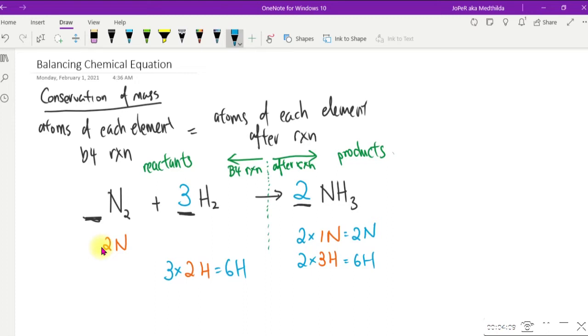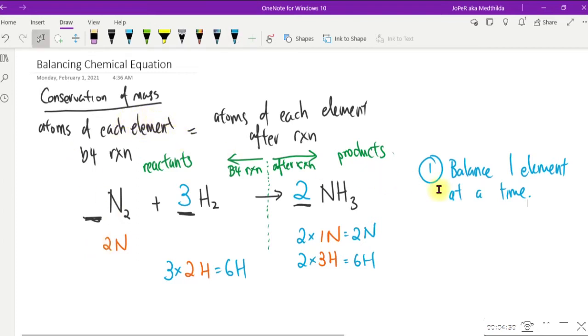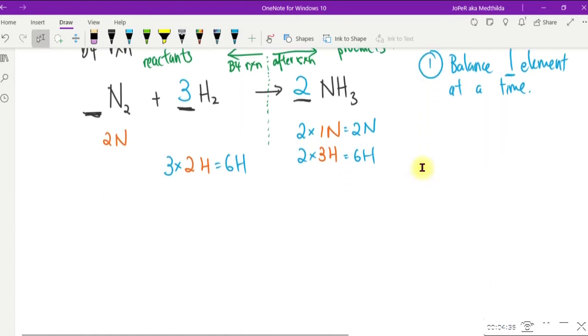So what did I do over here? One of the first things that I did was to balance one element at a time. Students are mostly confused in balancing chemical equation because they balance too many of them at a time. So the first rule when it comes to balancing chemical equation is to make sure that you only balance one element at a time. Okay, now let's go on to another example.